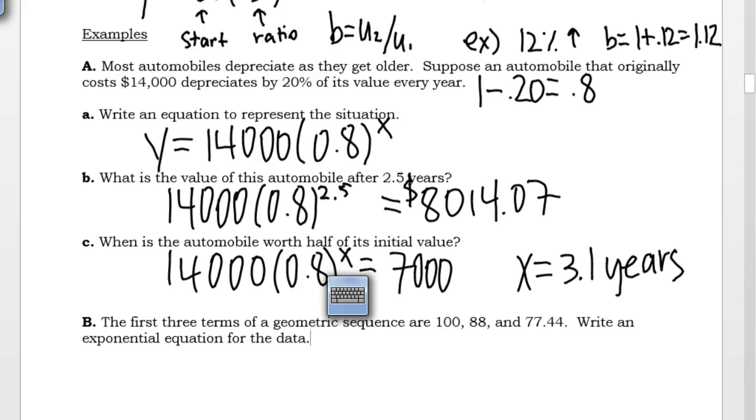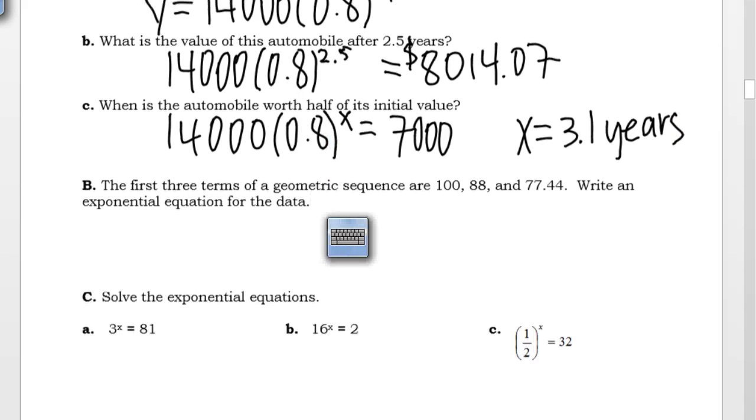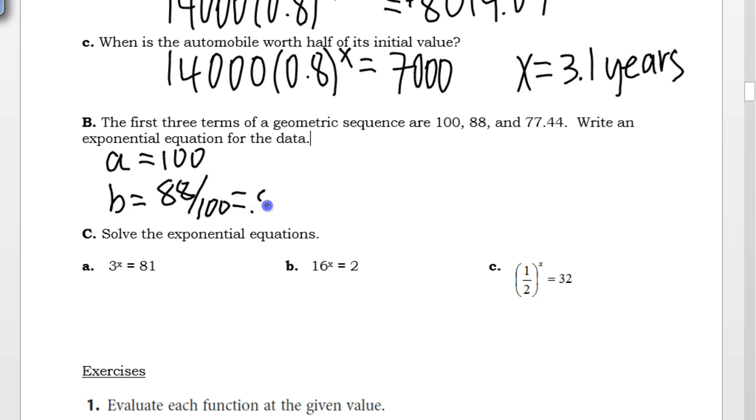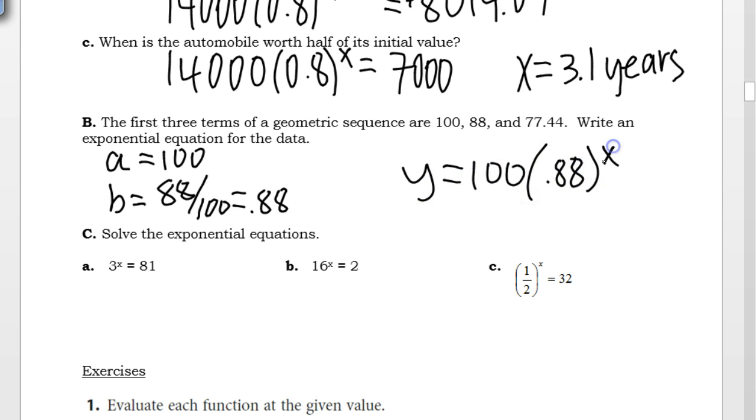Example B asks me to write an exponential equation given 3 numbers in a geometric sequence. I need 2 things. I need the starting value, which it gives me, and I need the ratio. Since I have a list of numbers, I'll find that ratio by dividing the second number divided by the first number. So I can write my equation, and that will give me the numbers in the list. So if I wanted the next number, I could put up a 4, put up a 5, put up a 6, keep getting them.